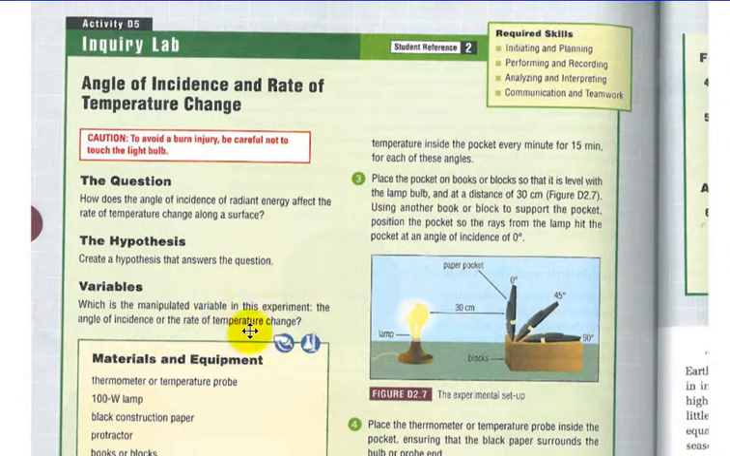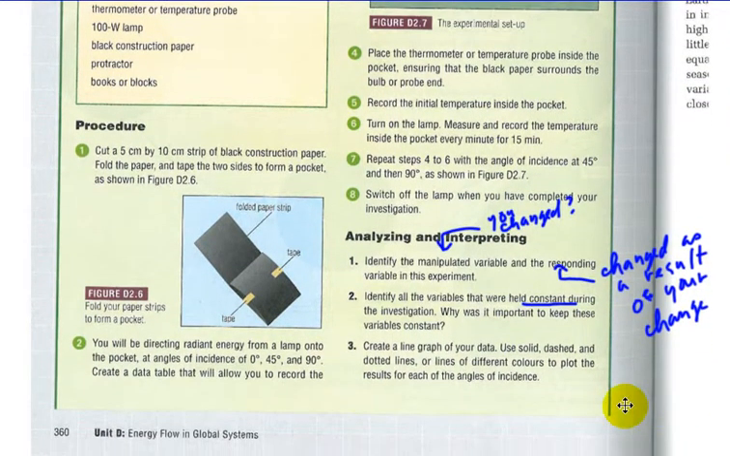Variables: which is the manipulated variable in this experiment? What are we changing? The angle of incidence or the rate of temperature change? Here we're changing the angle of incidence and looking at the resulting temperature change. Procedure: I've cut out 3 of these black strips. Black is of course a good absorber of energy, so it'll help the thermometer absorb energy. Then we'll be directing radiant energy from a lamp onto the pocket at angles of 0, 45, and 90 degrees to represent the equator, the northern hemisphere, or I guess southern hemisphere, doesn't matter, and the North Pole or South Pole.